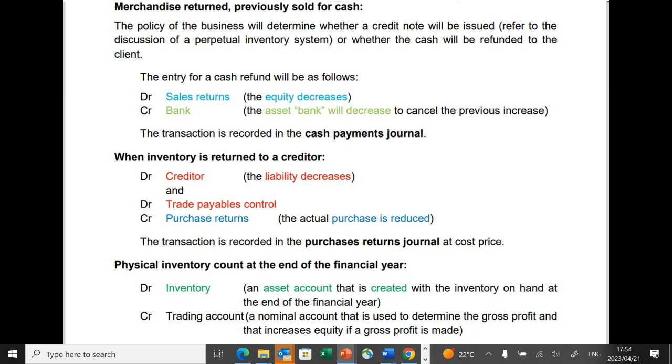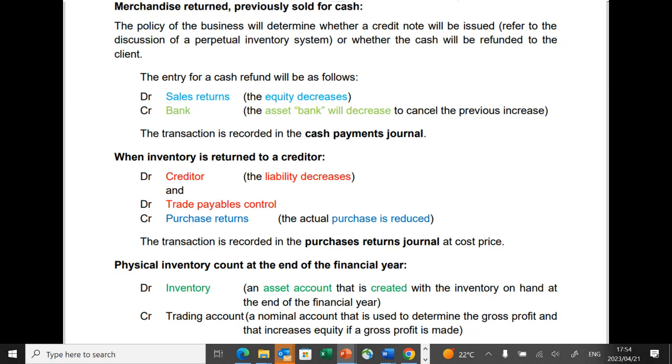Then at the end of the year, we'll need to do a physical inventory count, because remember that we cannot determine the cost of sales under the periodic inventory system if we don't know our physical inventory, the closing inventory that we have at the end of the year. So they will conduct the physical inventory count at the end of the year.